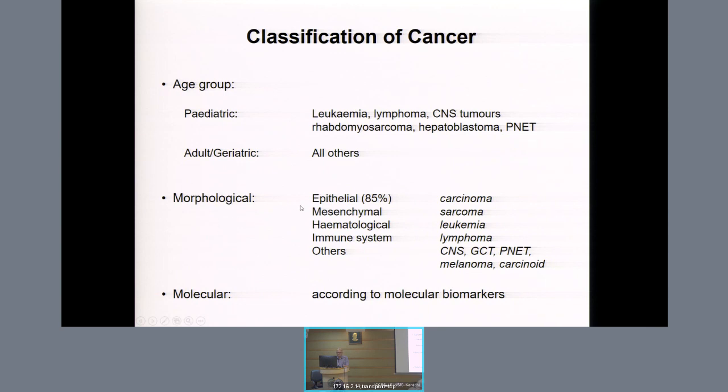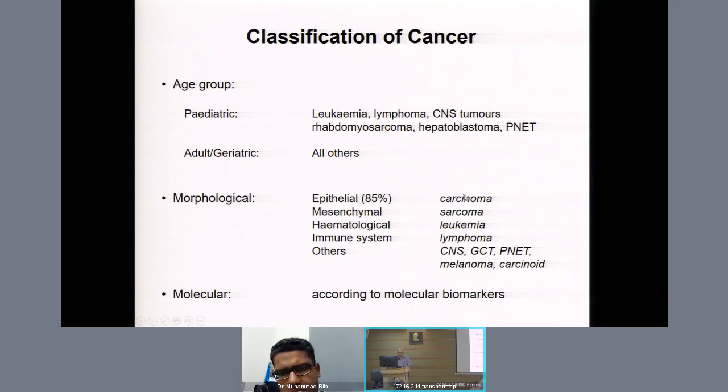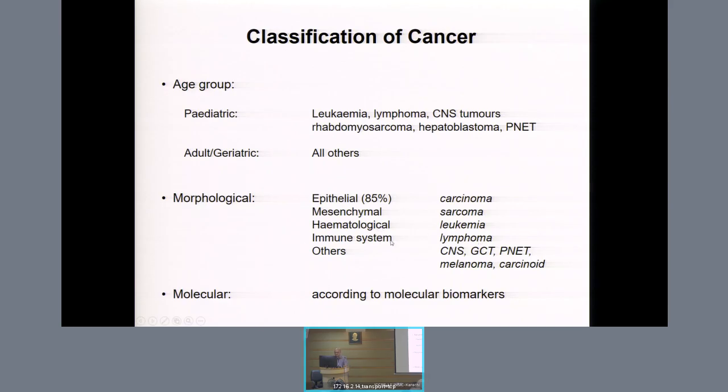Morphologically, cancer may be epithelial, mesenchymal, hematological, or of the immune system. Epithelial are the most common, 85%, and they are called carcinoma. If they arise from mesenchymal tissue, they are sarcoma. Hematological examples are leukemia and lymphoma. Lymphoma is basically immune system, and the immune system and hematology are one and the same thing. Others include central nervous system tumor, germ cell tumor, primitive neuroectodermal tumor, and melanoma; they are rare. Then molecular classification. This is important because nowadays we have good tools. We classify each tumor at the molecular level and consider it while planning treatment.